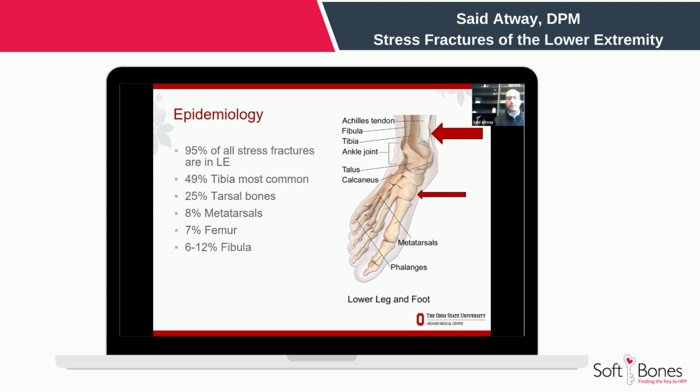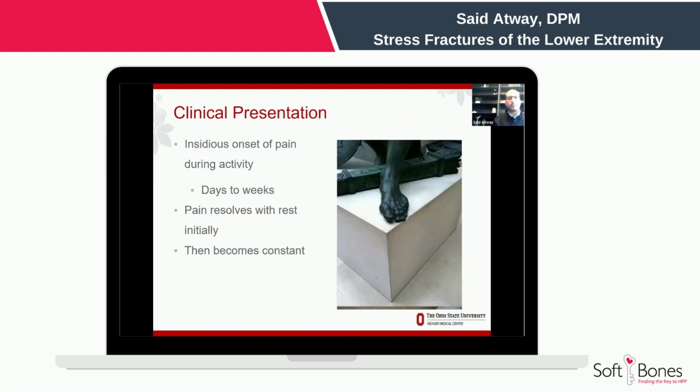heel bone. Another 8% in metatarsals, which is where Dr. Ng and I overlapped in a study looking at metatarsal fractures, and then 7% at the femur, at the level of the thigh bone, and 6 to 12% in the fibula. Typically, you see insidious onset of pain, and then that pain usually resolves with rest.